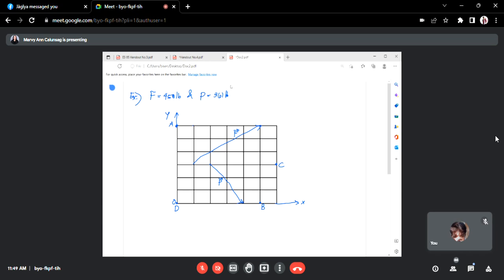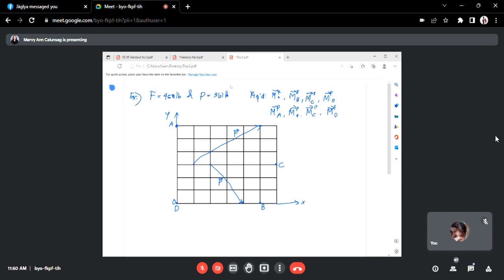So again, we are given the magnitudes of F and P, and we are to find the moment of each force about points A, B, C, and D. So what is required in the problem is the moment of F about A, moment of F about point B, moment of F about C, moment of F about D. And also, moment of P about A, moment of P about B, moment of P about C, and moment of P about point D.